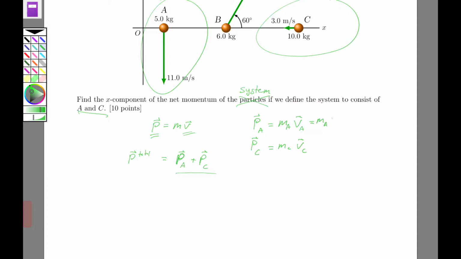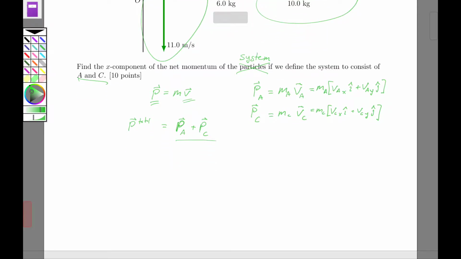Now I'll wait to put in the numbers, but let me explicitly write this down. What is the velocity of A? It's the x component of A in the I-hat direction plus the y component of A in the j-hat direction. Similarly for C. So that's the velocity vector written down in component form. Now we can start putting in the numbers.